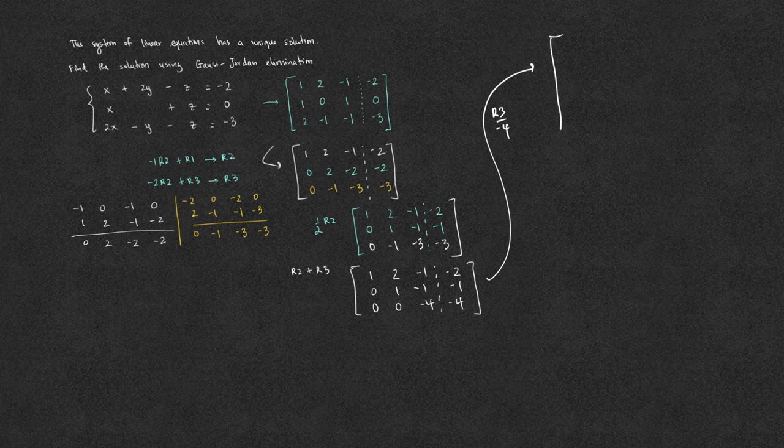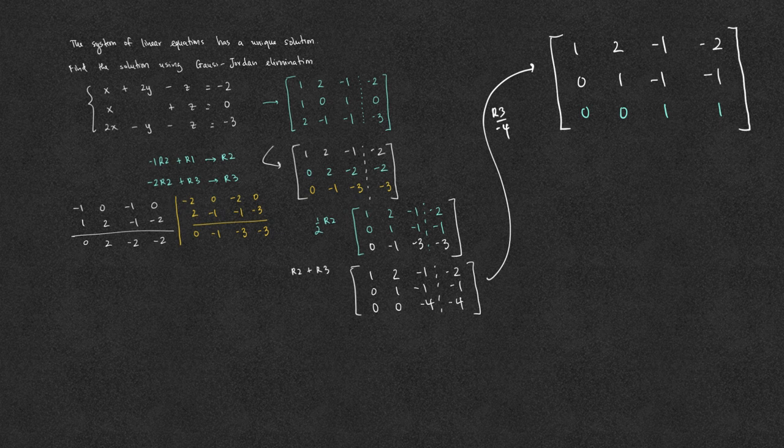We obtain a new equivalent matrix. We keep the first two rows, 1, 2, negative 1, negative 2, 0, 1, -1, -1. But the third row is now 0, 0, 1, 1. This is only the row echelon form. If we were to use Gauss elimination, we would stop right here. But since we're using Gauss-Jordan elimination, we will need to keep going and find the reduced row echelon form.